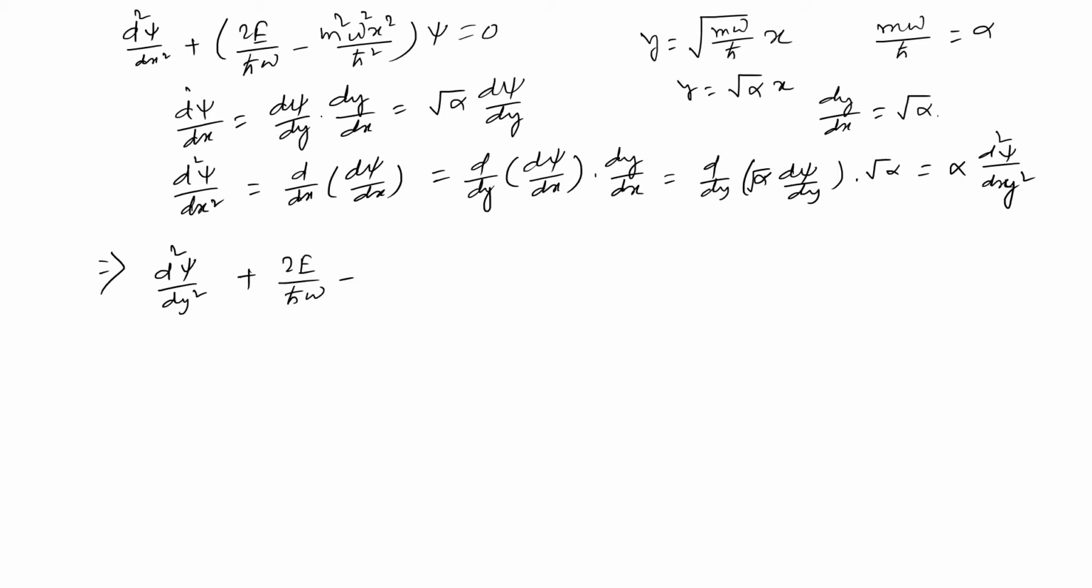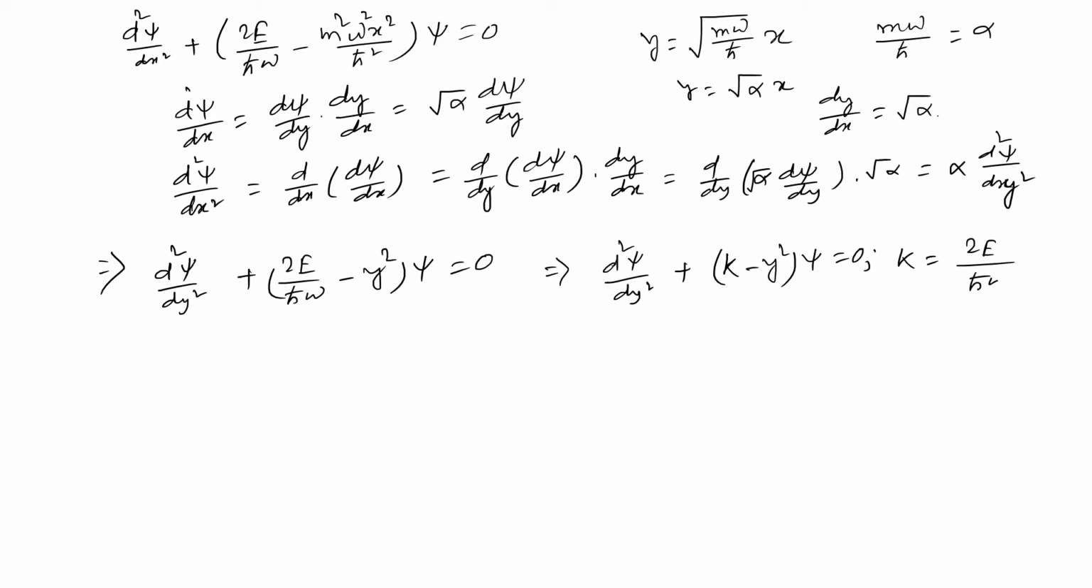e by h cut omega minus y square psi equals to 0. Again, for my simplicity, I am assuming that k equals to 2e by h cut omega. I have reduced the differential equation from this equation, that means from equation 1 to equation 2.